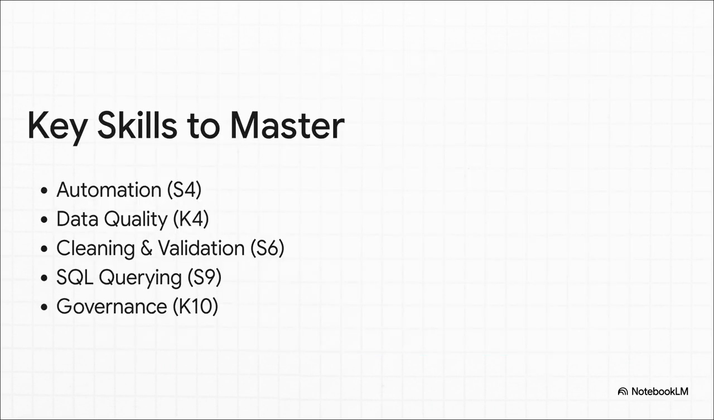And all of this maps directly to the specific knowledge, skills, and behaviors, the KSBs, that you're actually assessed on. Building good pipelines means you have to master automation. You have to understand data quality. You have to be good at cleaning and validation. You have to know how to query with SQL. And you need to do it all under the rules of proper data governance.